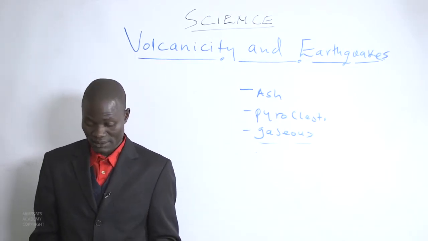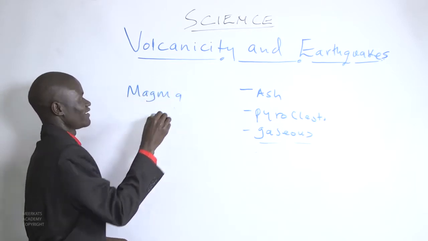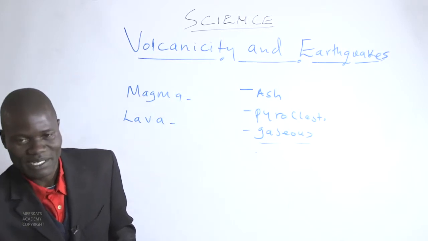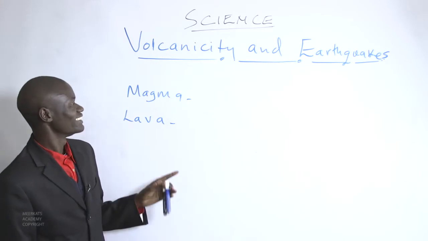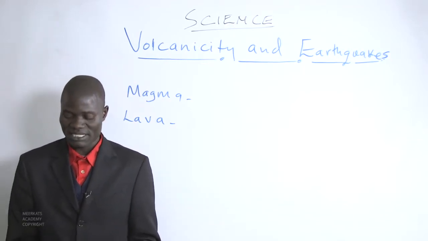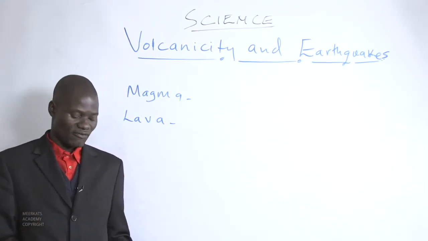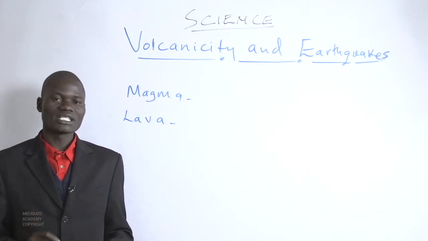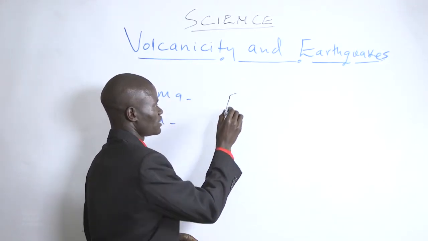First of all, I'll remind us on magma and also lava. What is magma and what is lava? Will you be able to differentiate between lava and magma? Magma is the molten material originating from the interior of the earth, and it is still below the surface of the earth. While lava is the molten material from the interior of the earth that has reached the surface of the earth.